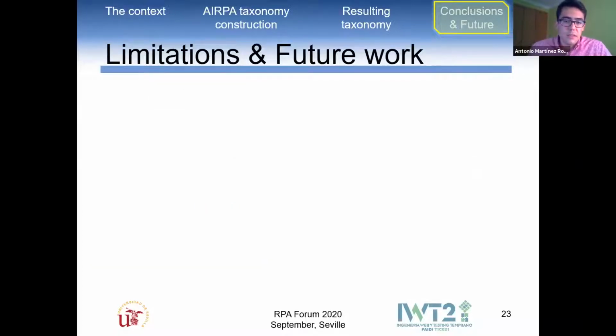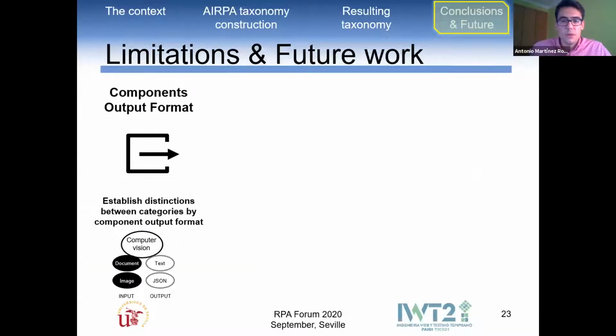And at the last point of this presentation, we have the future work. First, we are considering including the output format of the components as an additional way to distinguish the categories. For example, in the case of computer vision, it is possible, in addition to the input format, to distinguish it by the output format, which could be, for example, text or JSON, among others. But it has not been included within this work as it has exceeded its time and scope.